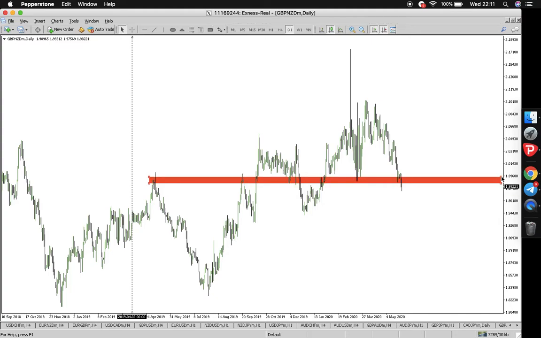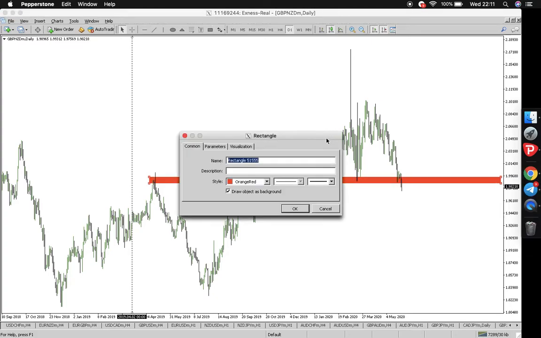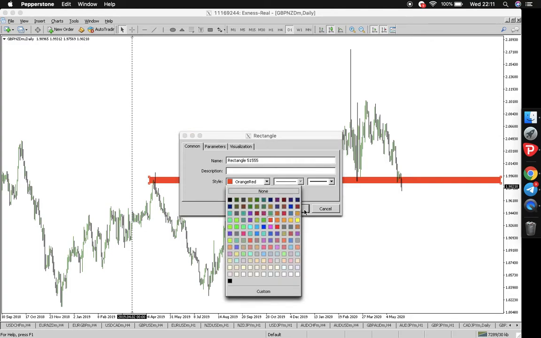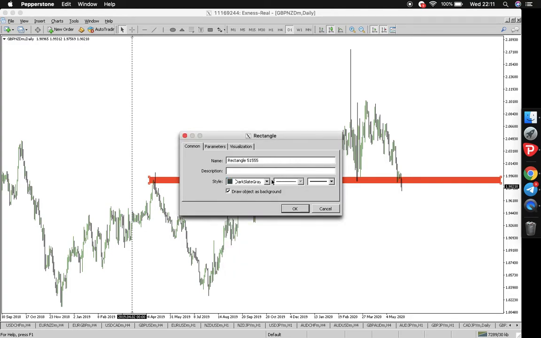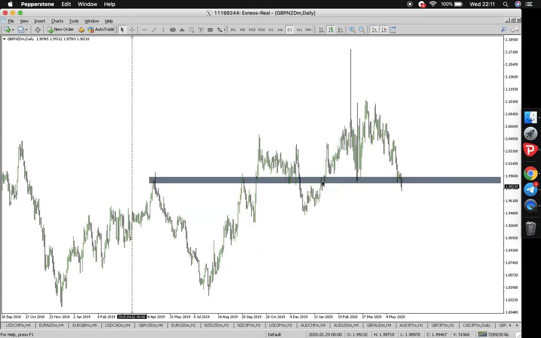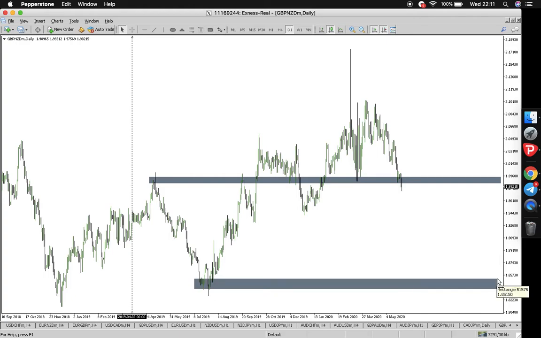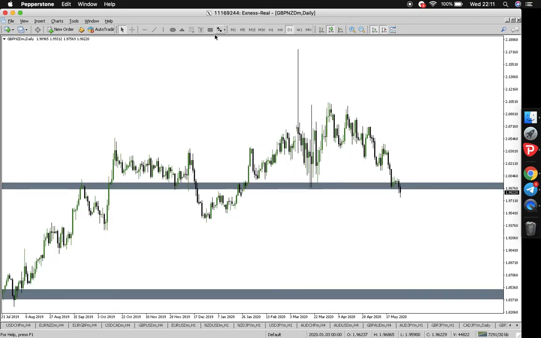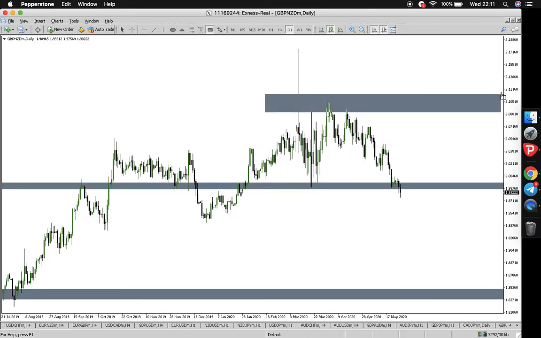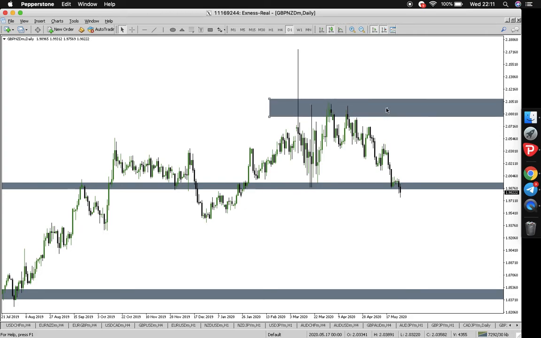So we'll draw that zone, and I just want to make these zones all gray. These are our monthly key resistance and support zones and flip zones. That's a flip zone, resistance flipping to support over here. This is our key yearly or monthly support zone. And our key resistance zone is right over here.